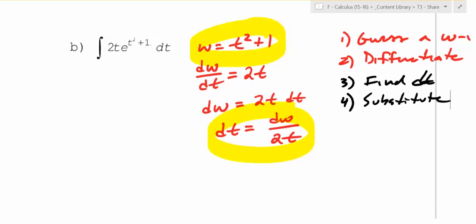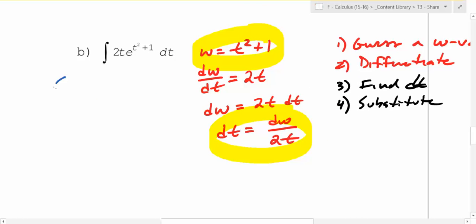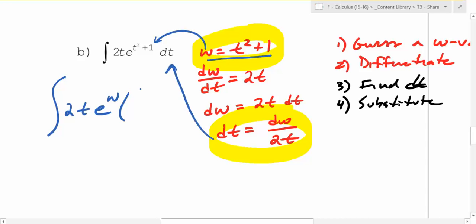So can someone tell me, what does the integral become now? The integral of 2t e to the what? Gabby, 2t e to the? W, right? But instead of dt, what do we write? Yeah, dw over 2t.